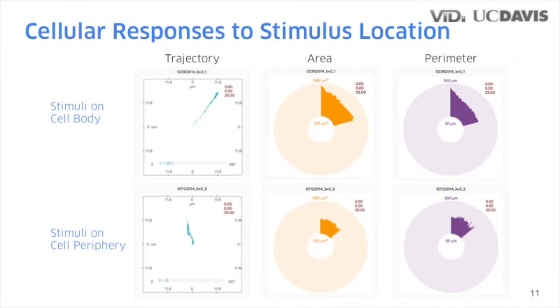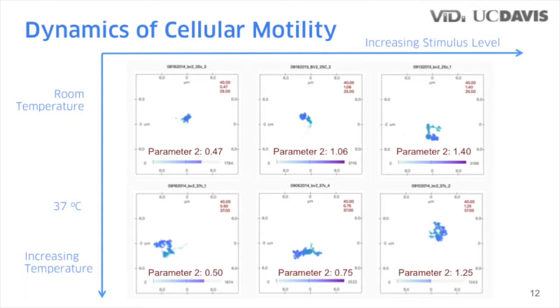This case study provides a comparison of the cell trajectories where experiments were conducted under 2 different temperature conditions, room temperature on the top and 37 degrees Celsius on the bottom. The first row from left to right shows that a gradually increasing stimulus can activate cellular mobility in room temperature experiments.